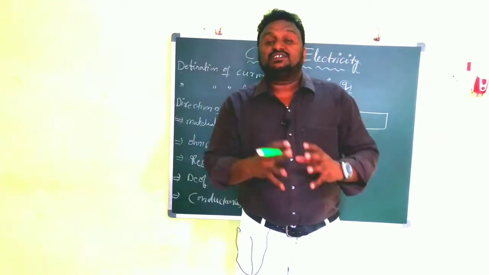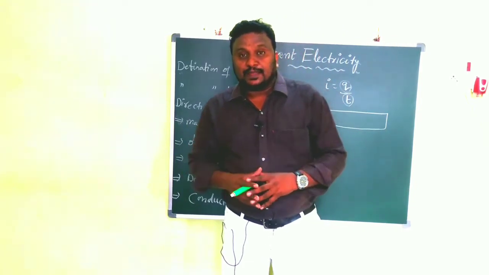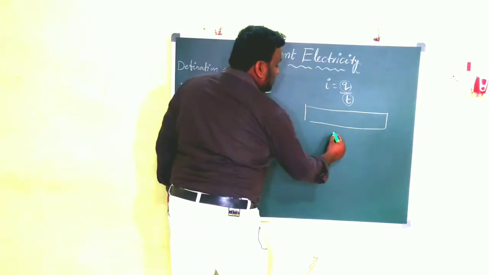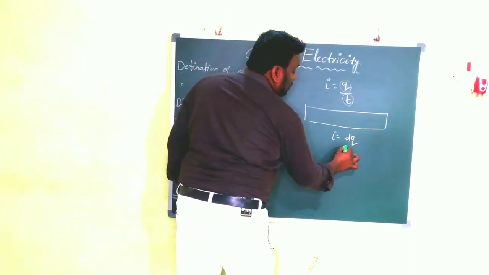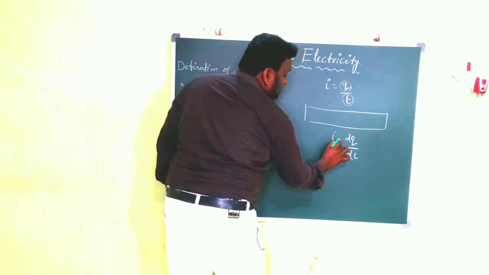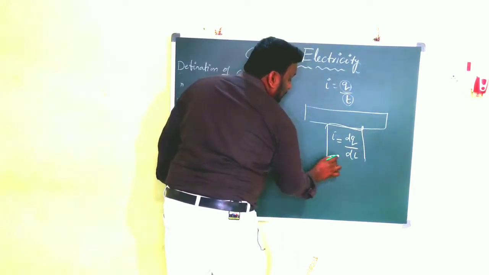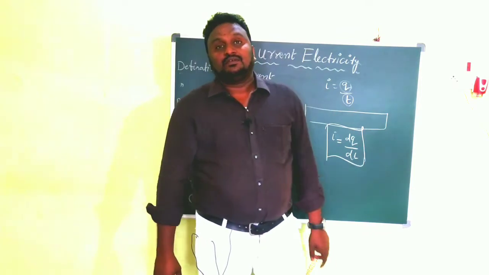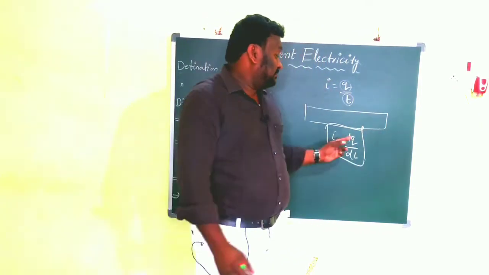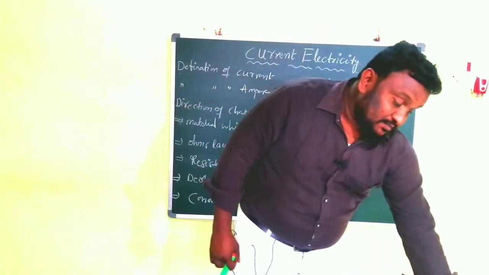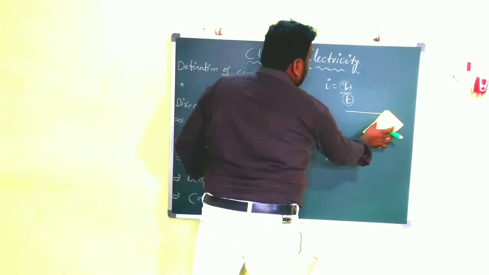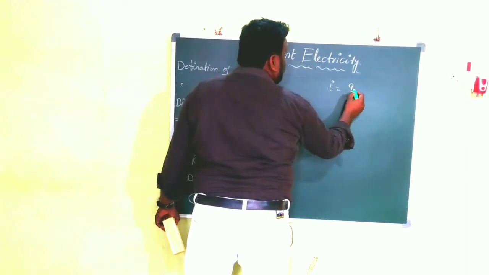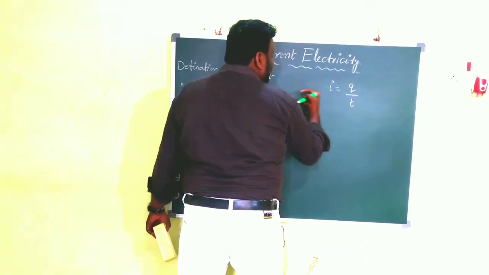If you take an instantaneous time, simply a small interval of time, then we write the same expression as I is equal to dq by dt. This is the instantaneous current. The amount of charge that passes through the conductor in a particular interval of time is called electric current. So children, this is the definition of electric current. I is equal to Q by t. The net amount of charge that passes through a conductor in a particular time is called electric current.